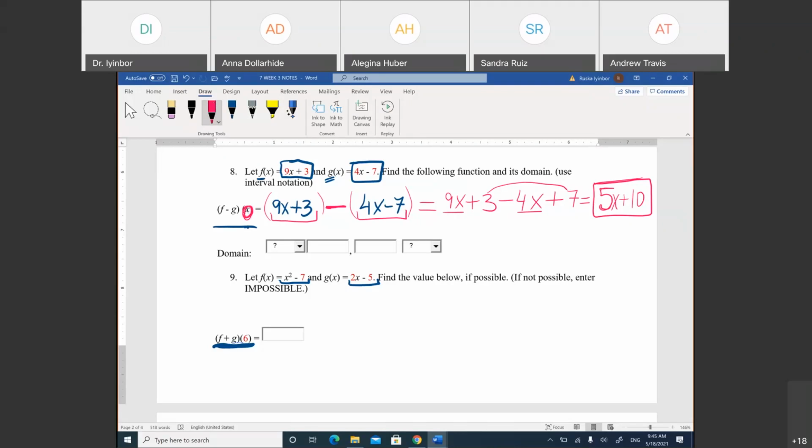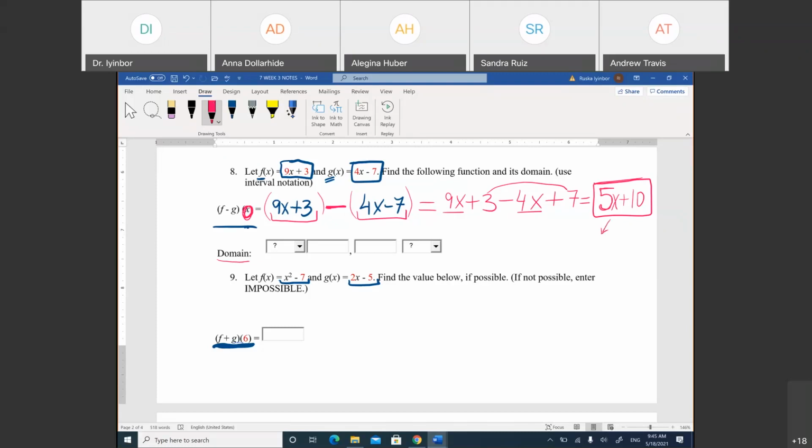Okay? So how do we enter the answer where it just says domain? That, 5x plus 10. That's your answer. Just put in the keyboard 5x plus 10. That's it. Okay? Now, what is the domain for this function? How do you find the domain? What is the domain of 5x plus 10?